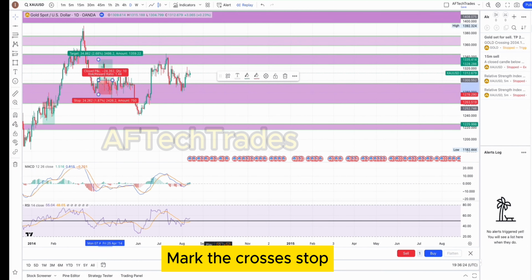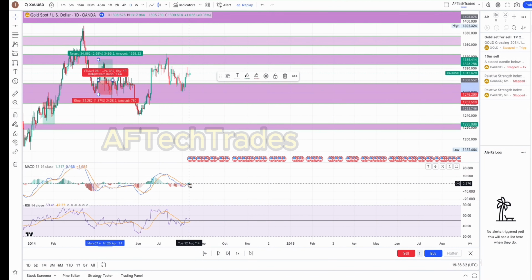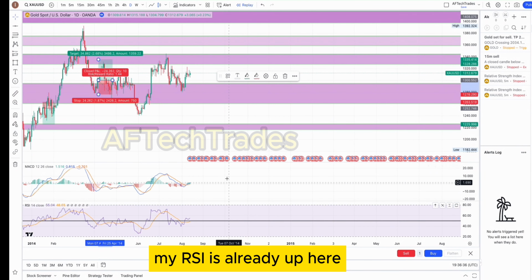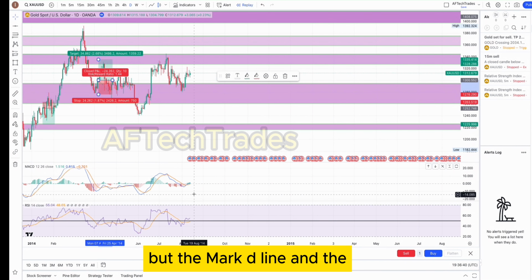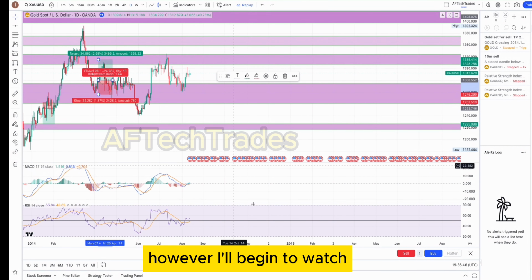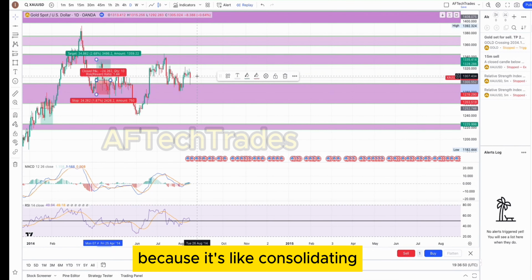MACD crosses, stop. A MACD crosses over here, close to the 0 line. I have tick histograms. My RSI is already up here. So what will happen is that this consolidating point, but the MACD line and the signal line is very close. It's not opening up. However, I'll begin to watch because it's like consolidating.